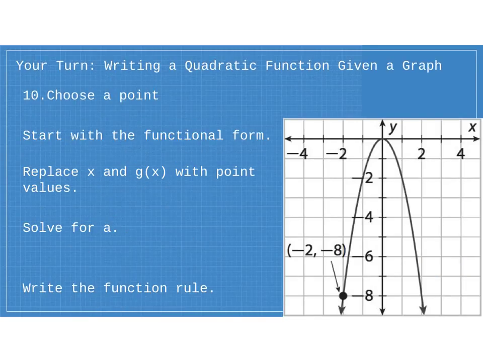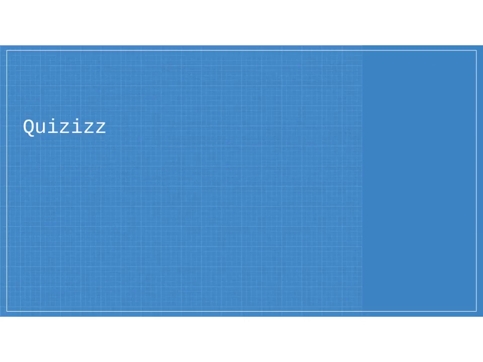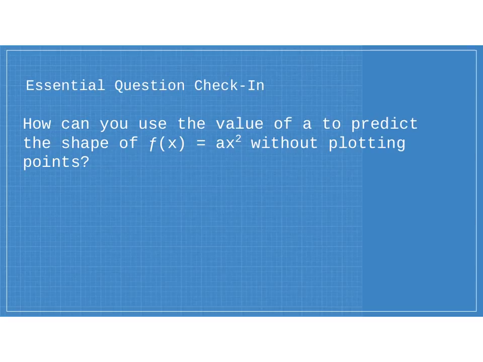All right, your turn. Go ahead and write your equation. This will be one we'll go over in class, so be ready to answer questions about this problem here. And then don't forget to do your quizzes so you can get the points for those. And then our essential question, check in. How can you use the value of a to predict the shape of f of x equals ax squared without plotting points? All right, so we'll discuss this one in class. So again, be ready to answer questions on this one.